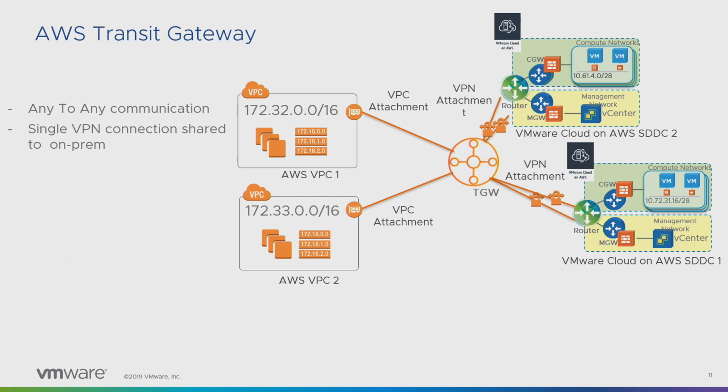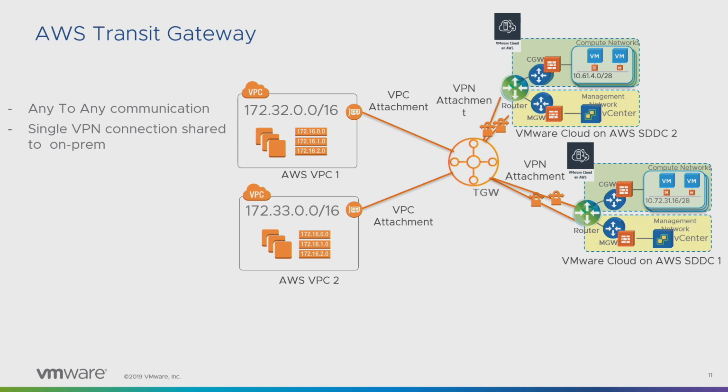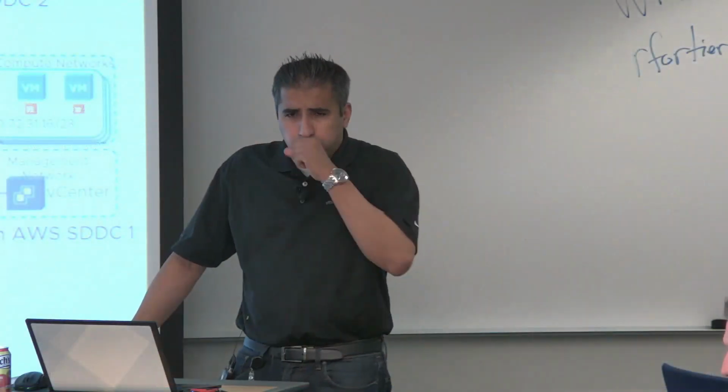Sorry, going through this Transit Gateway, can I just ask? Sure. If I have multiple SDDCs, by default there's no connectivity between those SDDCs, even in the same region. I need to put this sort of design in place for communication between those two SDDCs.